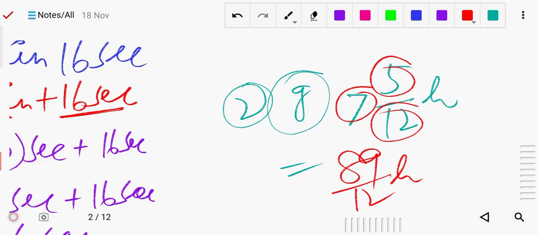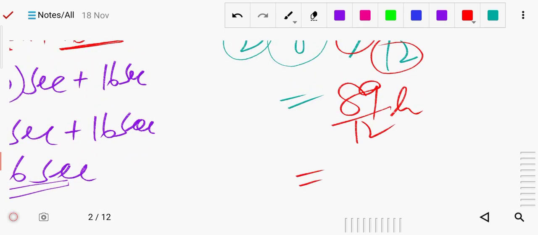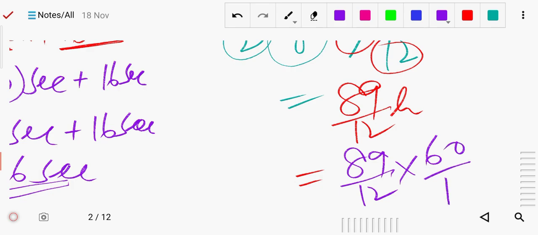Now hour to minute we have to go. So hour to minute means 60. We will multiply by 60 because hour is the highest unit and minute is the lowest unit. So highest to lowest you are going, it means you have to multiply by 60. So 89 by 12 multiplied by 60. There is nothing in the denominator side, you just write 1. Now you can divide: 12 fives are 60.